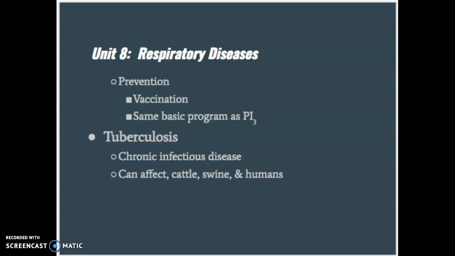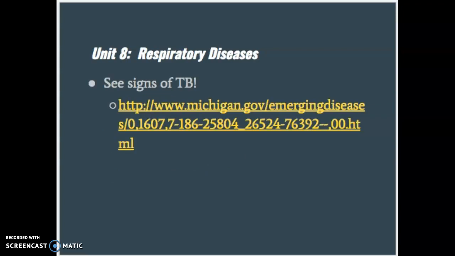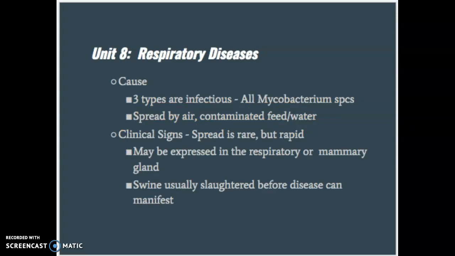Completely different topic here when we talk about tuberculosis. This is a chronic infectious disease affecting cattle, swine, humans, deer. Just about everything is susceptible to TB. And I've got a link here that you can look at some photos of tuberculosis, TB infection in deer in Michigan. It's extremely disturbing to look at, but you can see some of the pustules that it causes inside. So there's three types of infections. All are mycobacterium in nature, all spread by air or contaminated feed and water.